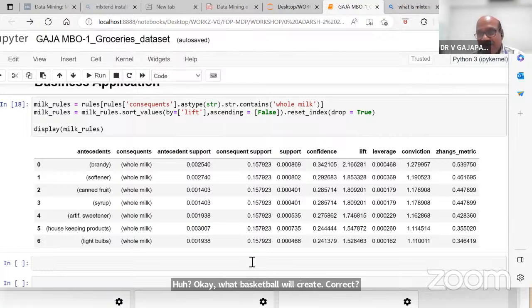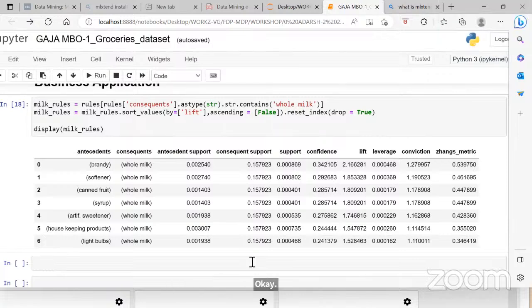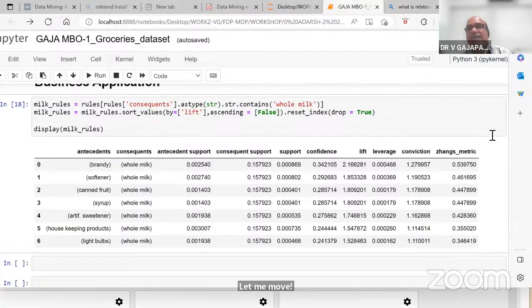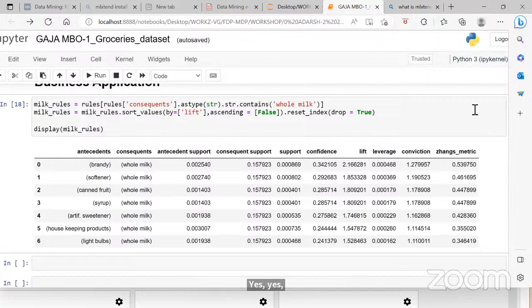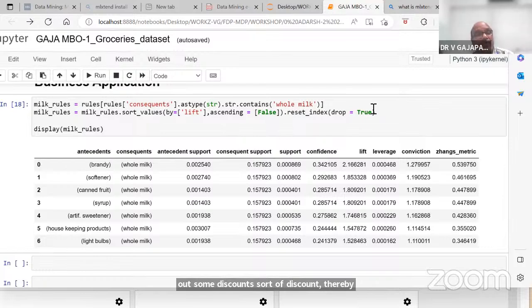Can we offer discount? Yes, sir. Please tell me what strategy will you give, sir? Pankaj Chauhan is telling something. I was telling, sir, that we can work out some sort of discount, thereby increasing the sales. If you give discount, for which product will you give discount?